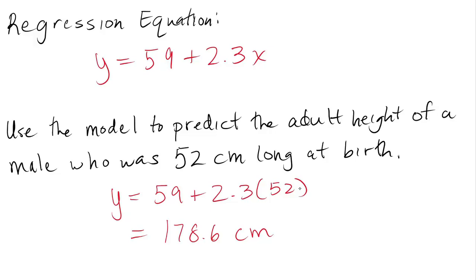We can also think of this calculation in the bottom the same way. Rather than thinking of this as the prediction for an individual, we might think of this as a prediction for the average height of all males who were 52 centimeters long at birth. We're not claiming that this is equal to the population mean height of all such people. This is a prediction for that average.